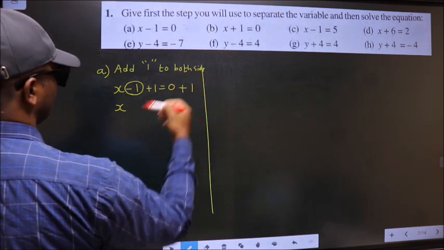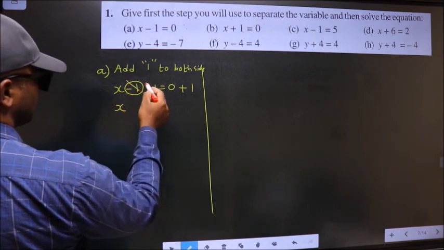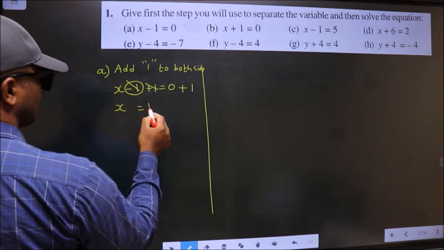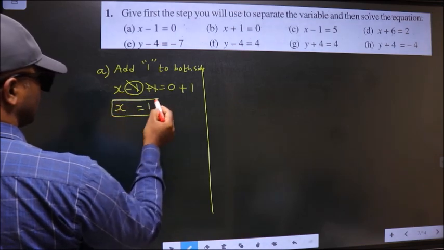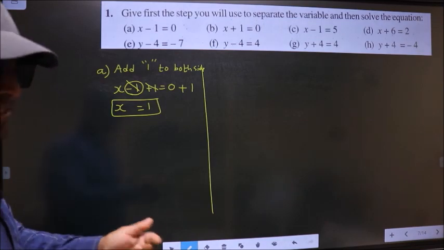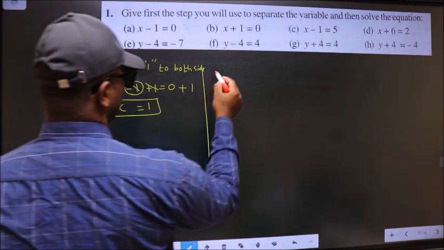Now minus 1 plus 1 cancel out. Here x equal to 0 plus 1, 1. So x equal to 1 is our answer. Next, B.